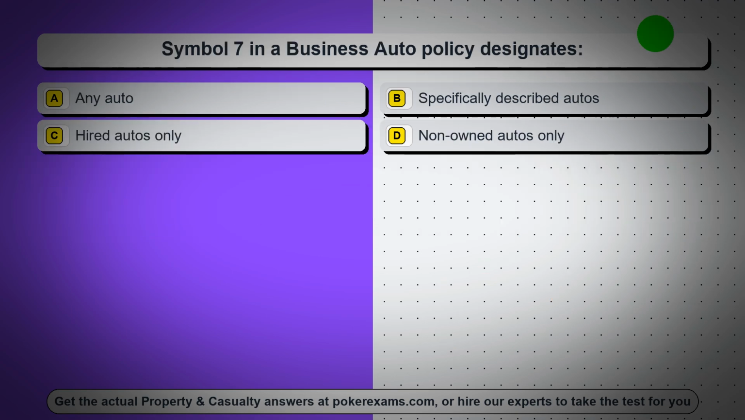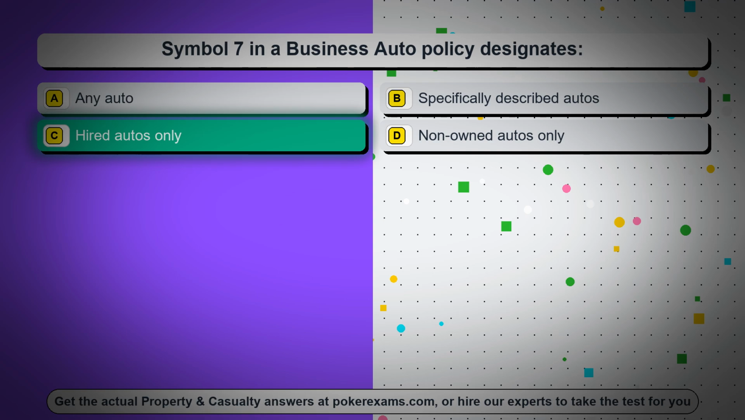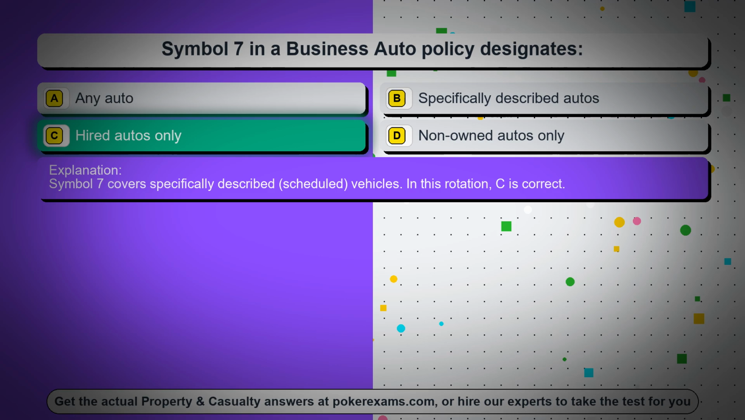Question 71. Symbol 7 in a business auto policy designates: Option A. Any auto. Option B. Specifically described autos. Option C. Hired autos only. Option D. Non-owned autos only. The correct answer is option C. Hired autos only. Symbol 7 covers specifically described, scheduled, vehicles. In this rotation, C is correct.